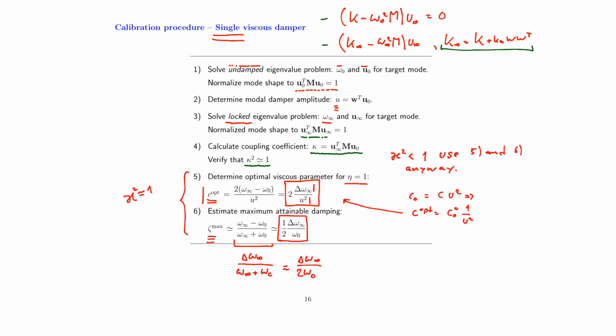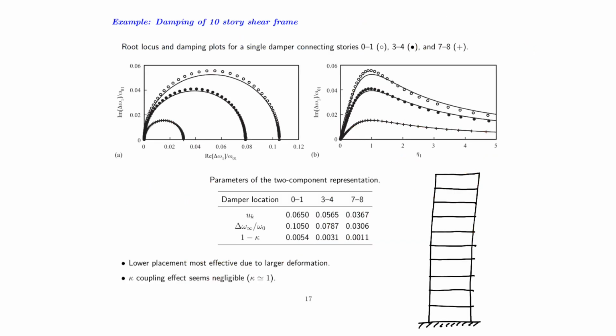The theory is for a general finite element equation of motion. As an example, let's consider an extremely flexible structure. It's a 10-story shear frame or portal frame structure. I've drawn it here in the bottom right. So we are going to consider 3 cases. We're going to consider the case where the damper is located between ground and the first floor.